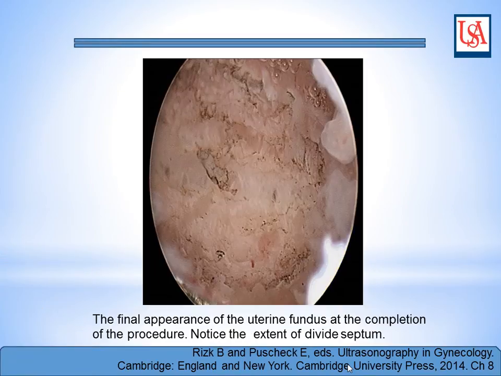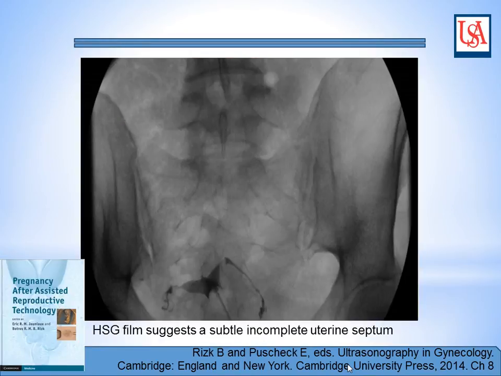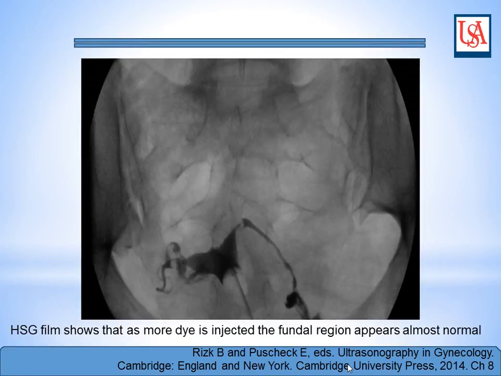So this is the end of this. We have divided the septum there. This is another X-ray showing you a possible septum or arcuate uterus. Again, we put more dye. It's almost normal now. So the radiologist is going to report it as normal or abnormal. He usually reports it as normal.